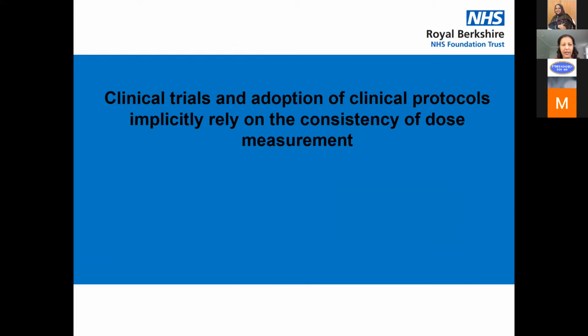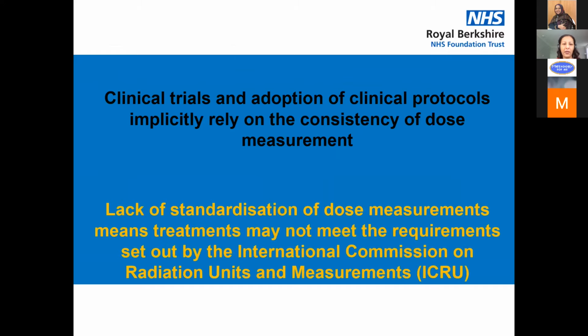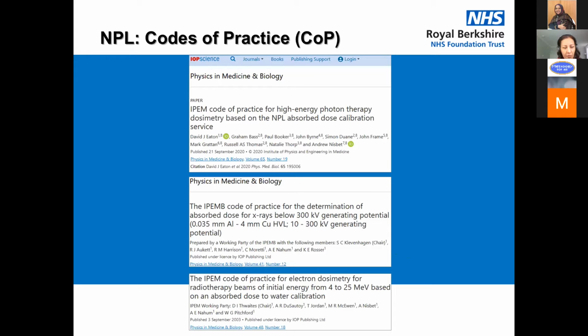Why is this important? Why is accuracy important? Clinical trials and adoption of clinical protocols rely heavily on the consistency of those measurements. If we don't have standardization in terms of those measurements, it means that the treatments that we deliver do not meet the requirements set by the ICRU. That's why we follow clear guidance and codes of practice, and these are just 3 examples of current codes of practice we use for MV photon beams and also for low dose or intermediate energy photons and also for electrons.